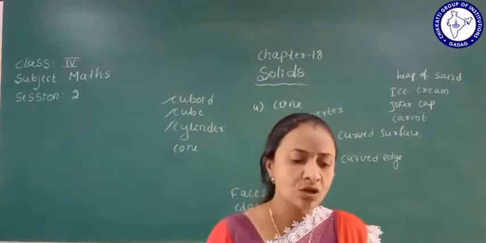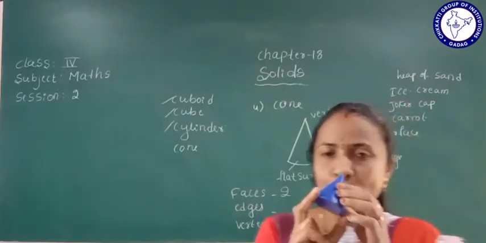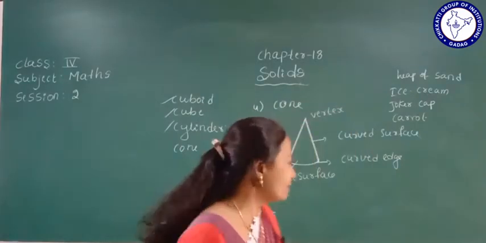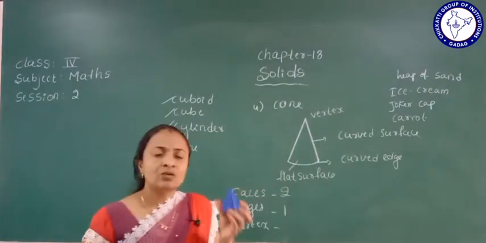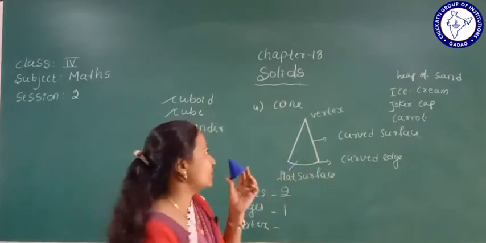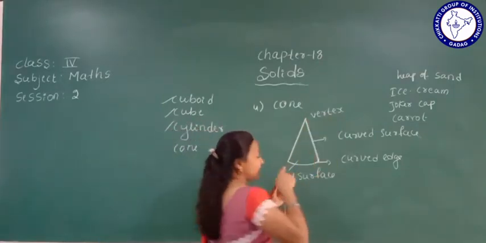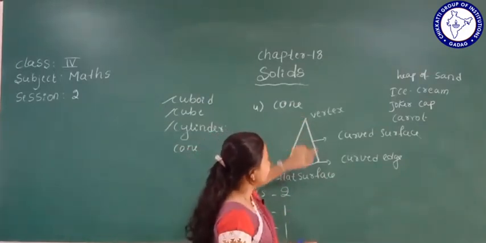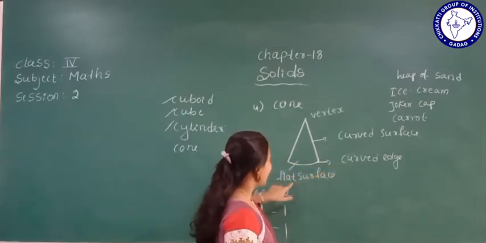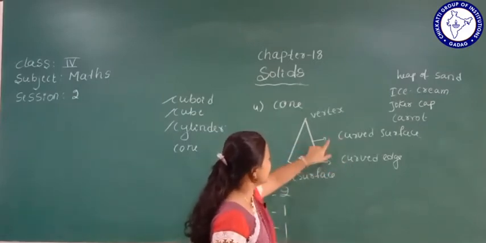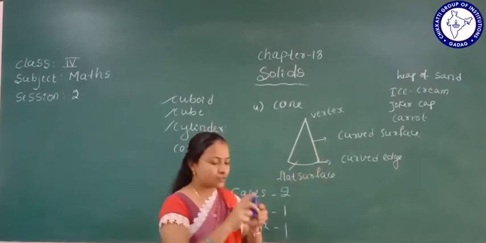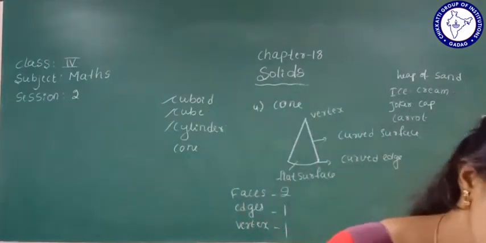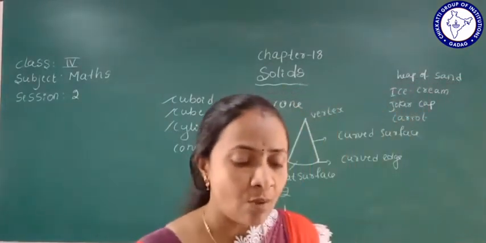Yes. So in the cone, how many edges are there? Only 1 edge. And how many vertices are there? Already we wrote here that there is only 1 vertex. So here see 1 vertex, 1 curved edge and also 2 surfaces. It means 1 curved surface and 1 flat surface. So it means there are 2 surfaces, it means faces. Okay. Yes. So this is about cones.